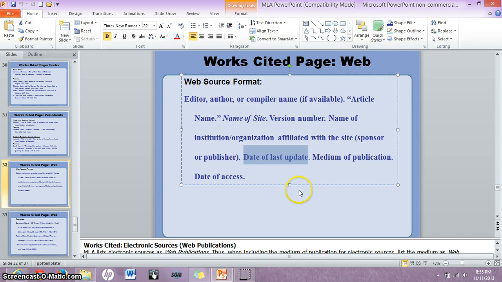You want the last date that it was updated. The medium of publication is web, W-E-B. And then the last thing you need is date of access. So you're going to have two dates, the date that it was updated, and then the date you accessed it. If you don't have all the information, put in what you do have. Okay? So again, more than likely you're working with the web.